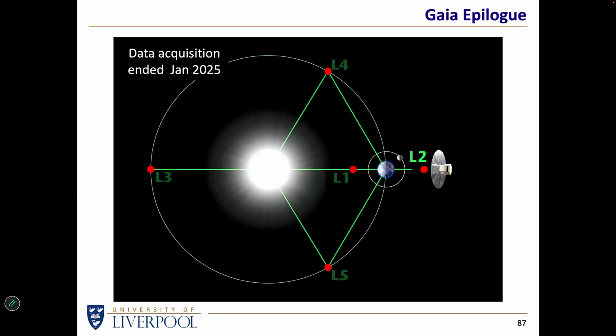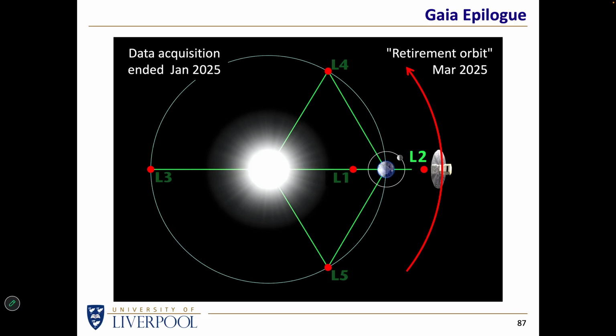Gaia took data until early last year, January 2025, and it was finally retired in March of 2025. It was put into a retirement orbit, which sounds very graceful, doesn't it? Sounds so much better than a graveyard orbit. With L2, just like the James Webb, you can't let these things go beyond L2. When a spacecraft comes to the end of its life, they push it beyond L2, and that's it. It will never orbit L2 again.